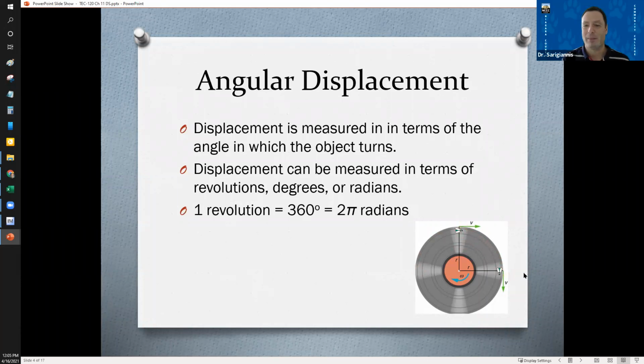The key conversion factor here is 1 revolution, all the way around. If the fly starts here and winds up here, it's 360 degrees or 2 pi radians.